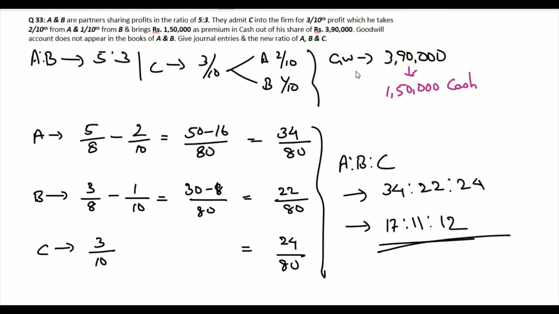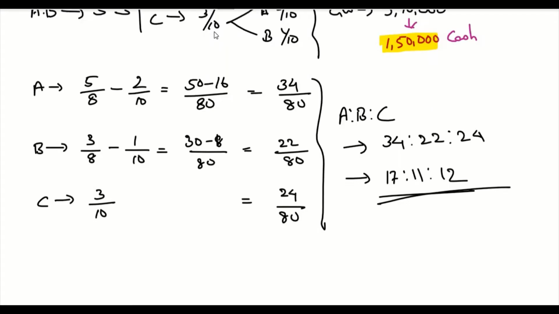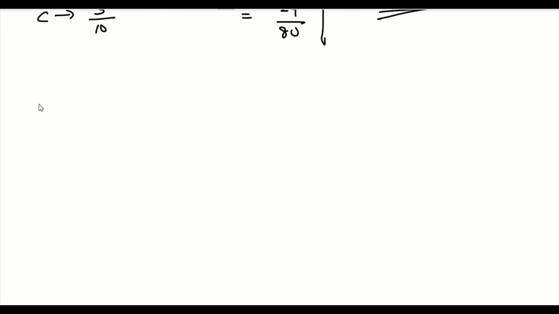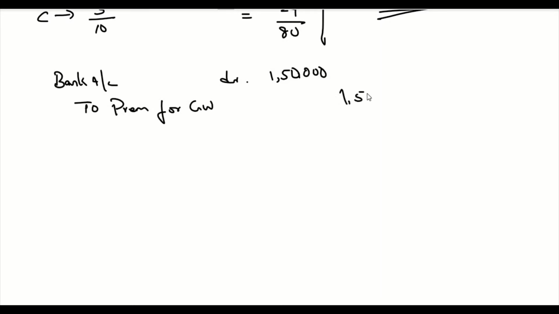So we know that C is going to bring 1,50,000 rupees in cash towards goodwill. The rest he is not bringing in cash, so we have to adjust it with the journal entry. The journal entry here is the portion he is bringing in cash. It's going to be bank account debit 1,50,000 to premium for goodwill 1,50,000.